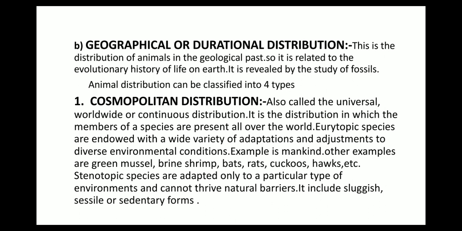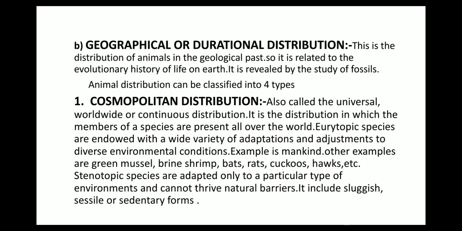As the term suggests, it is the distribution in which the members of a species are present all over the world. Such animals are capable of adjusting to a wide range of environmental conditions. Animal species having wide range and enjoying cosmopolitan distribution with tolerance and adaptation to a wide variety of environmental conditions are known as eurytropic species. Those found in restricted regions with a limited range of adaptation to environmental conditions are called xenotropic species.